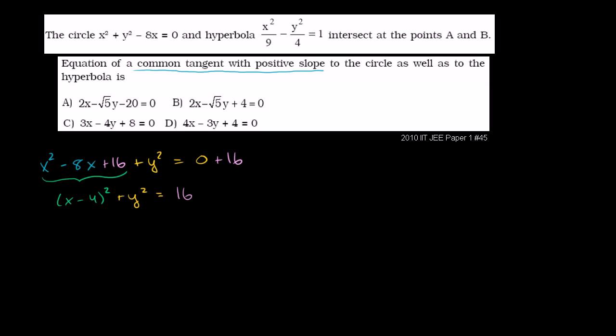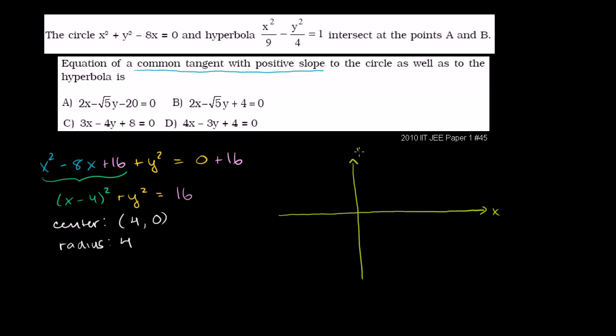So this is a circle with center at x equals 4, y equals 0, and it has a radius of 4 as well. So let me graph this circle here. Let me draw the horizontal axis, my x-axis. Let me draw the y-axis. And let me draw its center: 1, 2, 3, 4. 4, comma 0. That's its center.